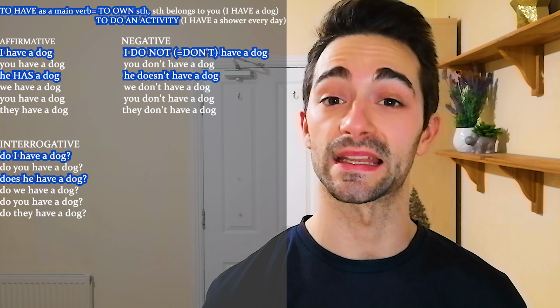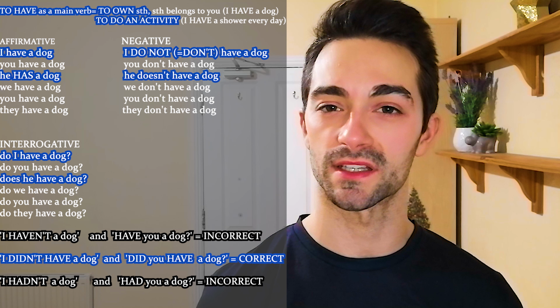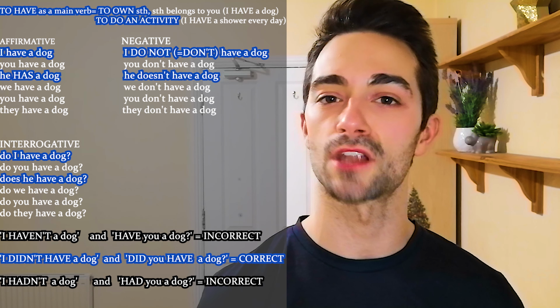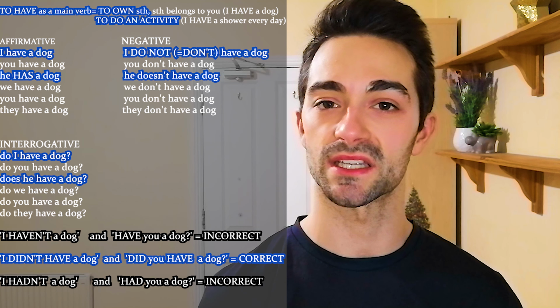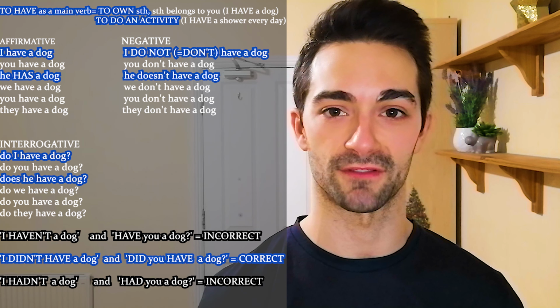The same principle applies to the simple past. To have is an irregular verb, which means it has a different affirmative form of the simple past, which is had. But because it's a weak verb, the negative is not I hadn't a dog, but it is I didn't have a dog. And the question is not had you a dog, but did you have a dog?